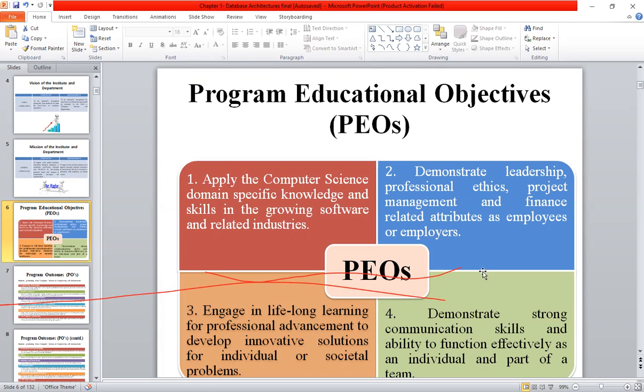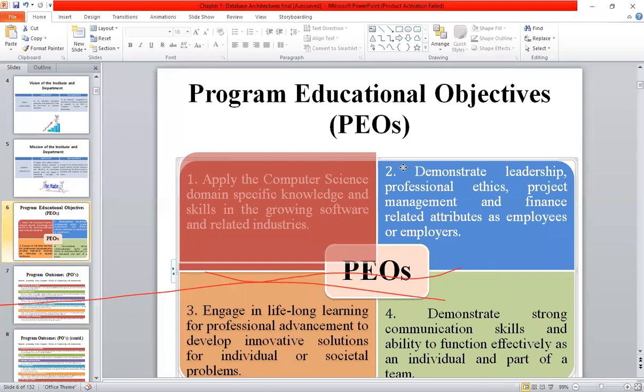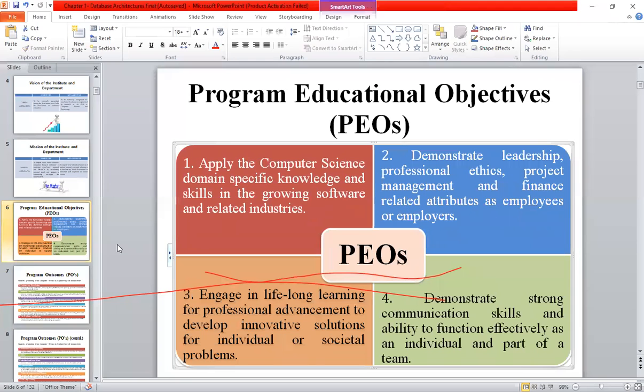This communication skill is very important. Why? Because you work in a team, so there is a need to interact with everyone, so there is a need to demonstrate strong communication skill. These are the 4 POs, the program educational objectives, after completion of your engineering.